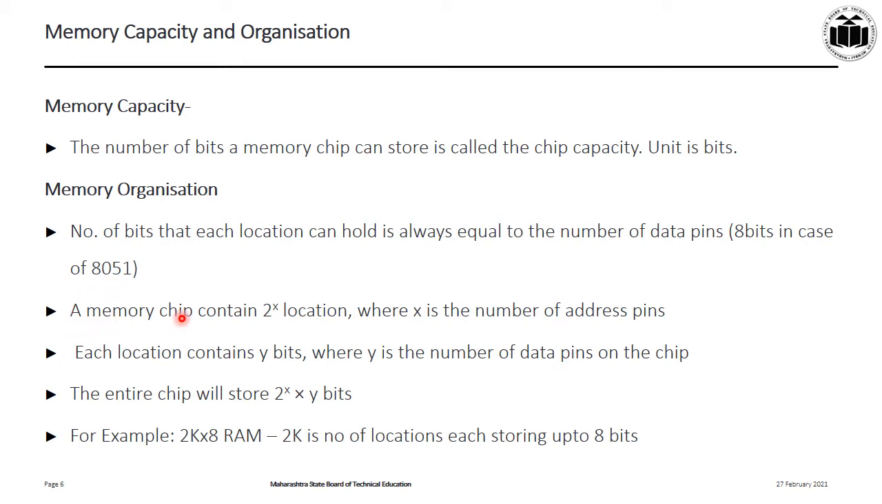Now a chip contains 2^x locations, where x is the number of address pins. So the entire chip will store 2^x times y bits, where y is the number of data bits and x is the number of address lines. For example, if there is a 2K RAM, it will have 2K number of locations, each storing up to 8 bits.